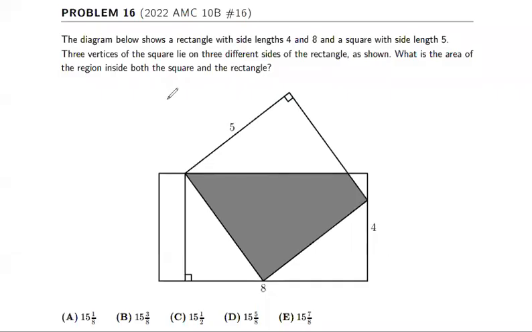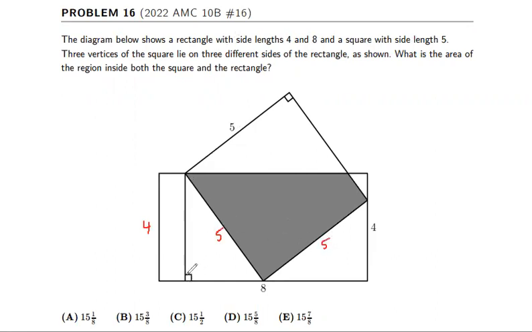Okay, this is 2022 AMC 10B number 16. So we have a geometry problem right here. We are given a rectangle with sides 4 and 8. So this is 4 and this guy is 8. And we have a square with side length 5. So I will go with this is 5 and this is 5.